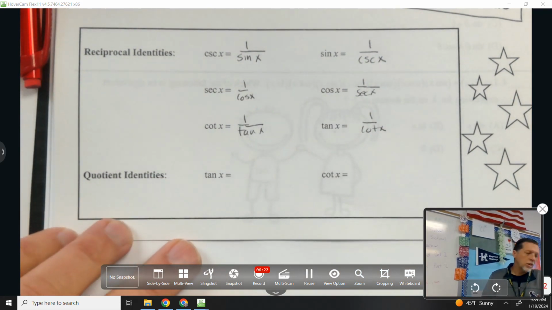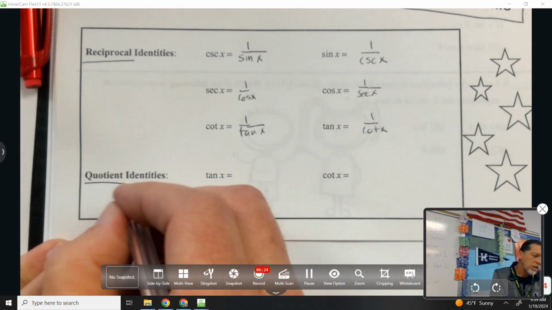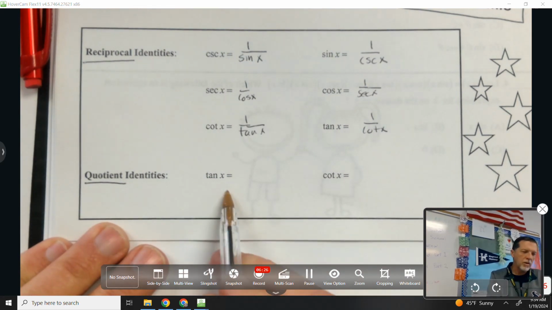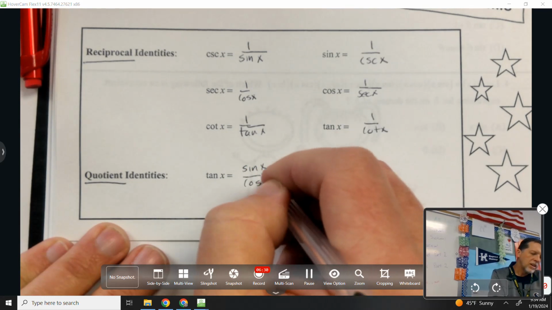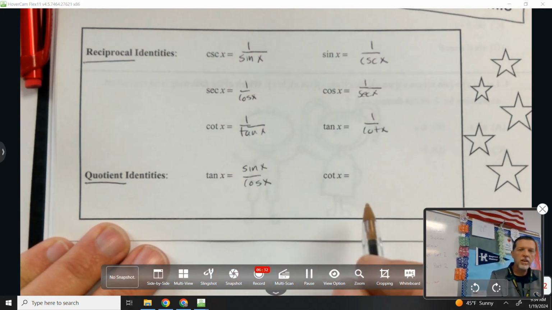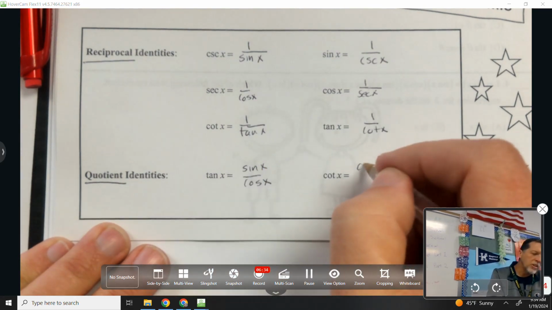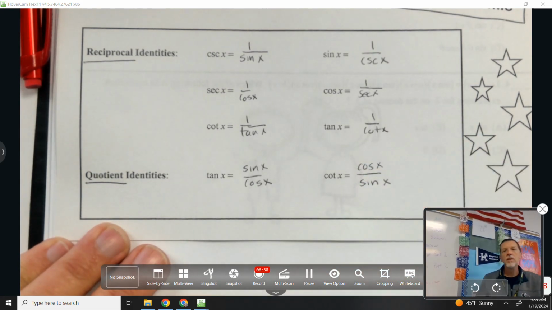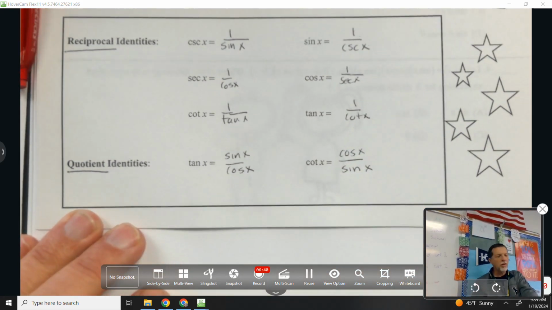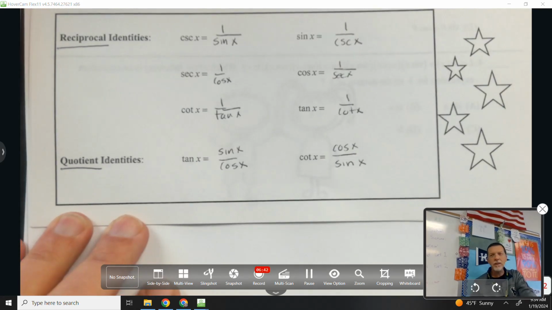Because those are all reciprocals. Quotient, we mentioned this one already. Tangent is sine over cosine. And cotangent. It's 1 over tangent, but it's also cosine over sine. So those have a bunch of stars beside them, but you probably already know those and probably know them well.